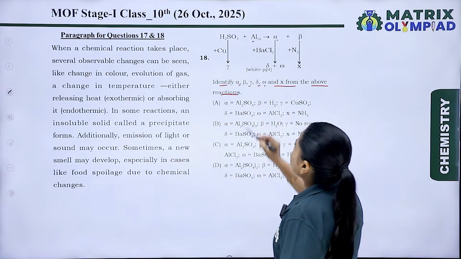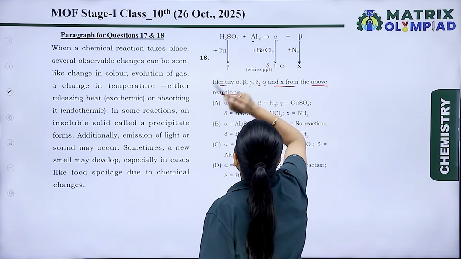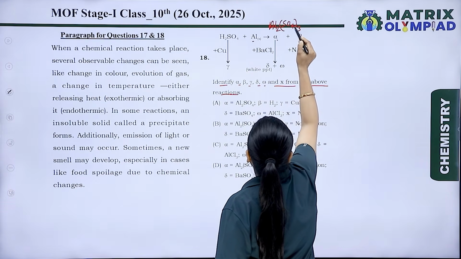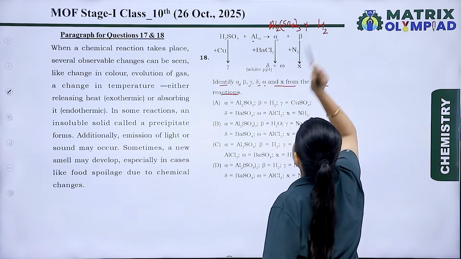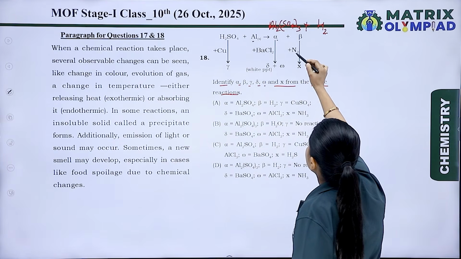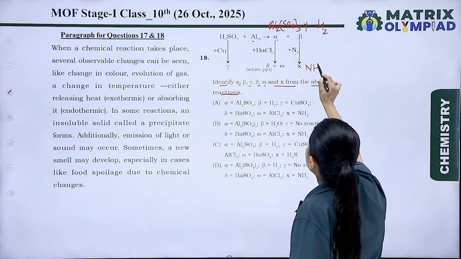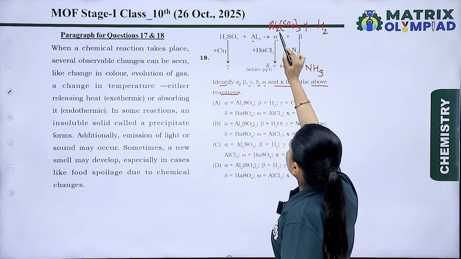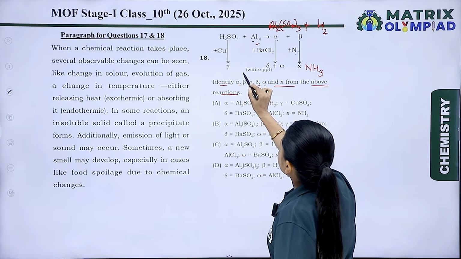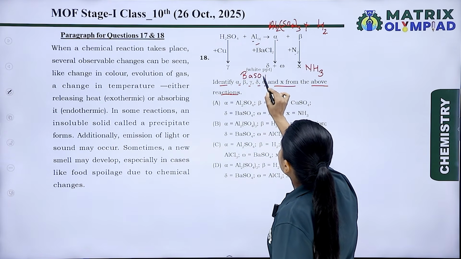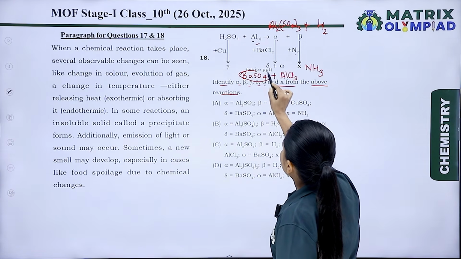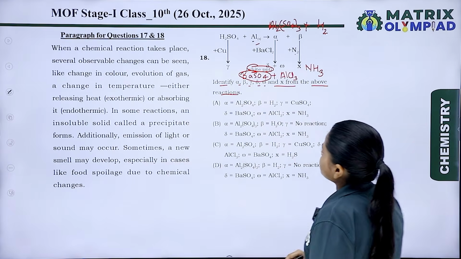Let's discuss. When sulfuric acid is reacted with aluminium metal, then Al2(SO4)3 is formed plus hydrogen gas is evolved because aluminium is a metal. Now this hydrogen reacts with nitrogen, then ammonia is produced, and alpha, that means aluminium sulfate, reacted with barium chloride, then BaSO4 plus aluminium chloride is formed, and barium sulfate is a white precipitate.